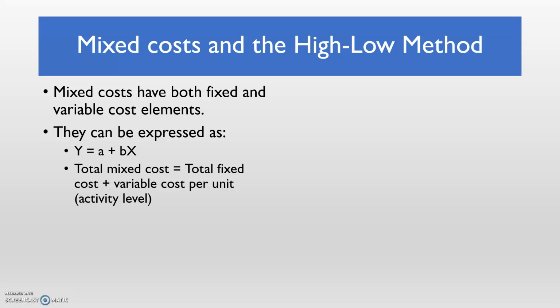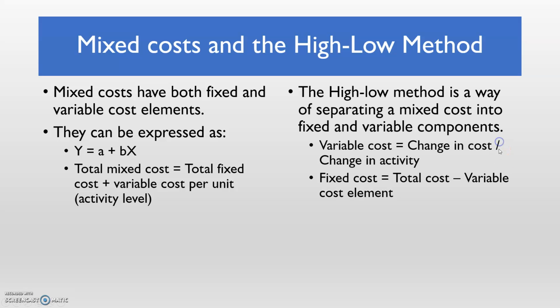Mixed costs have both fixed and variable cost elements and can be expressed by the formula y equals A plus bx, where A is total fixed cost, B is variable cost per unit, and x is the activity level. This equation makes it easy to calculate what the total mixed costs would be for any given level of activity.